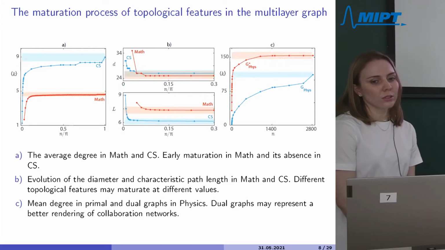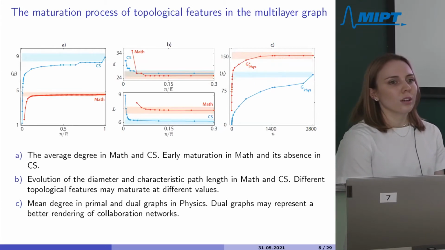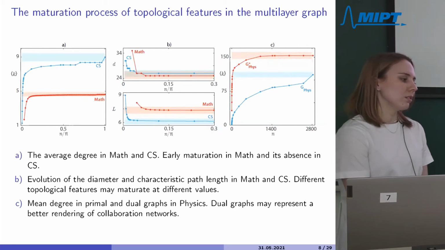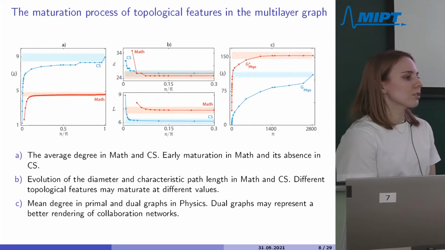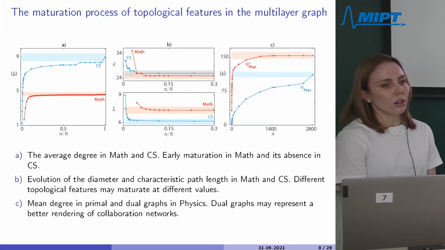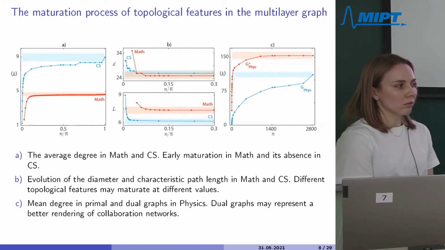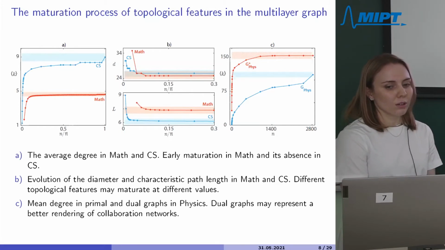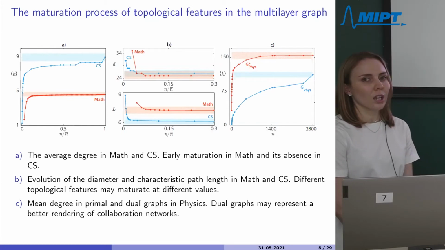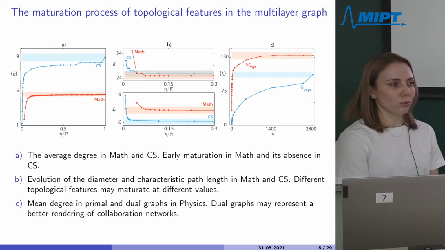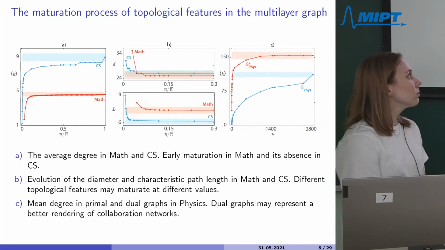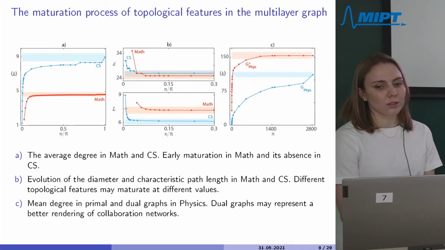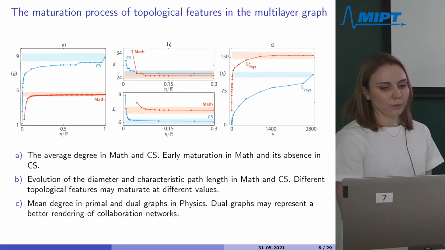And the last figure, figure C, demonstrates the fact that primal and dual graphs could be really different. For example, in the field of physics, for the mean degree, we see that in the dual graph we obtain rather early maturation, while in the primal one this characteristic doesn't maturate at all.